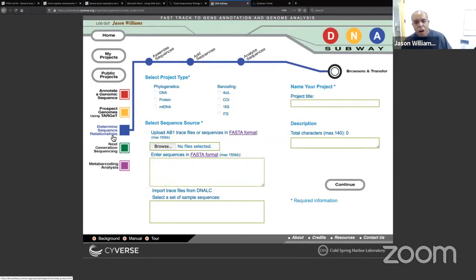Now, next time, we'll talk a little bit more about the actual piece of DNA that we are looking at in order to be able to determine the relationships between species. But for right now, let's start a project, get as far as we can go, and we'll learn a little bit more in part 2 about some of these genes.